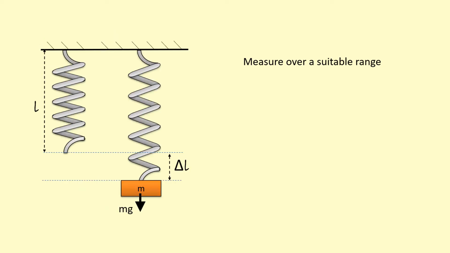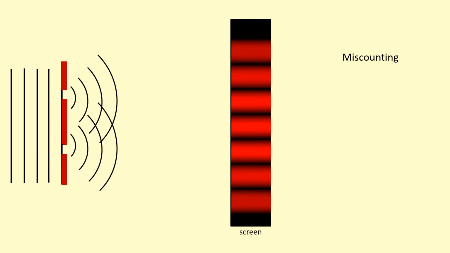Okay, in this practical, you're adding weights onto a spring and recording the extension and using that to find the spring constant. Now, if you use masses which are too large, then you're going to go beyond the limit of proportionality and possibly even the elastic limit, which is going to give you data which is not going to give you valid results.